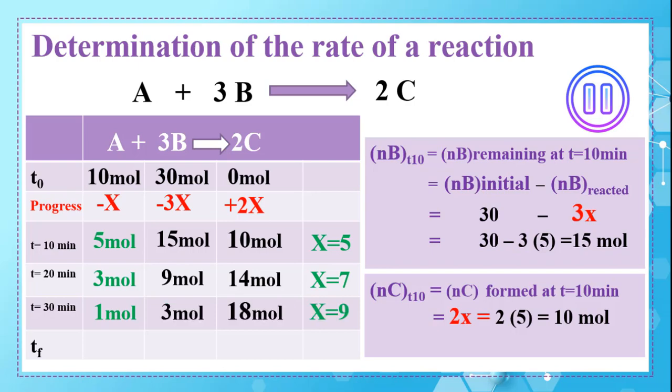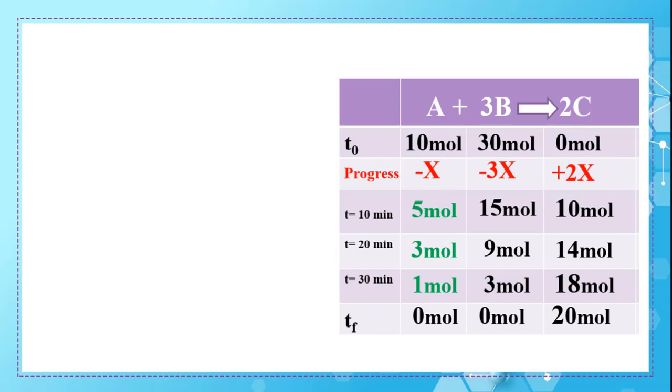Now, at the end of the reaction, x will be equal to 10, which is the maximum value that can be reached. Since the mixture of reactants is stoichiometric, both reactants, A and B, will be consumed totally. Their final values will be 0, and the number of moles of C at T final will be 2 times 10 equals 20. If we go back to the table, we see that the number of moles of A and B are decreasing with time.